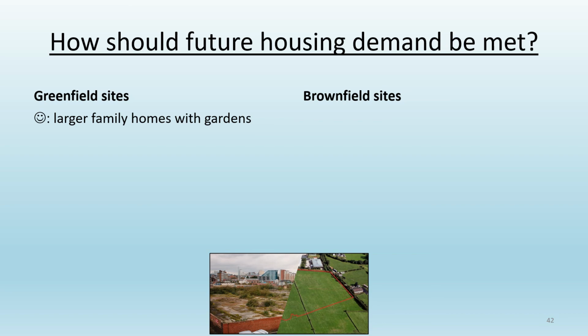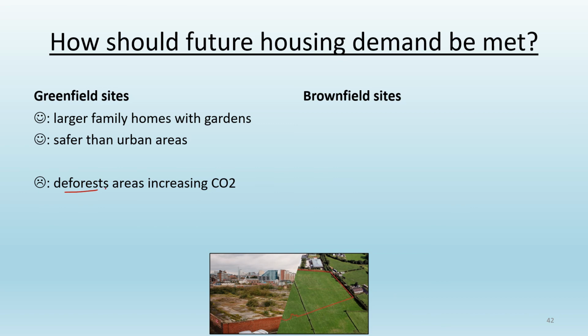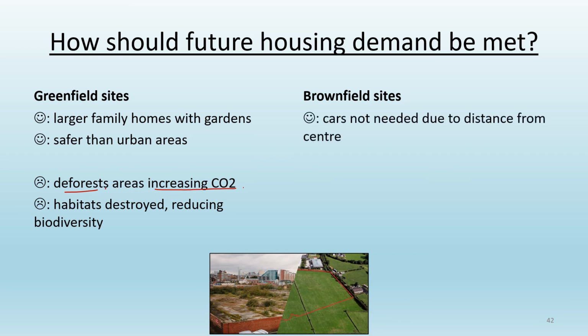If we build on a greenfield site on the outskirts of a city, you can have a larger family home with gardens, and it's also safer. But unfortunately, it does deforest an area, which is going to increase CO2 and the rate of global warming. And with that, habitats are destroyed, reducing biodiversity.